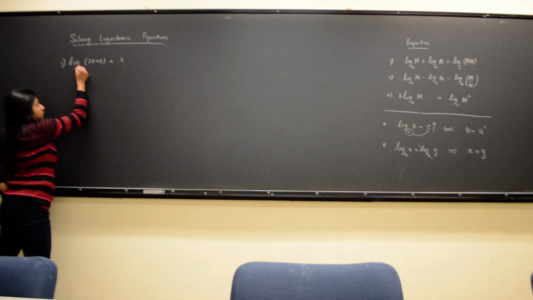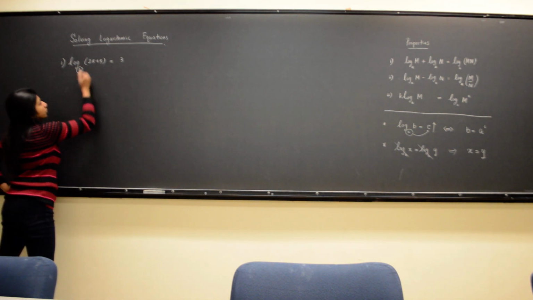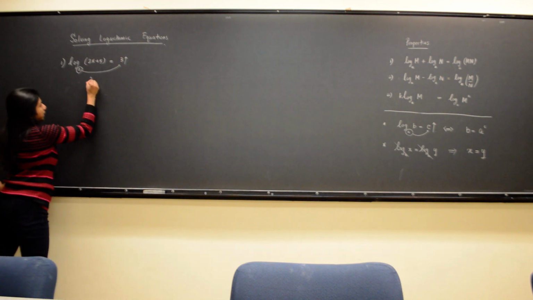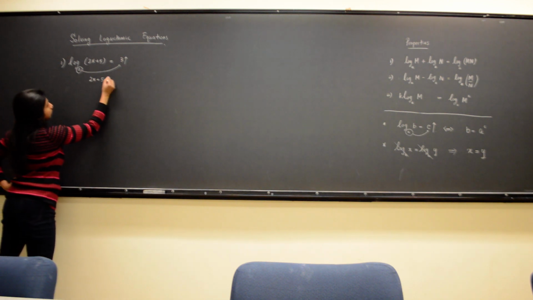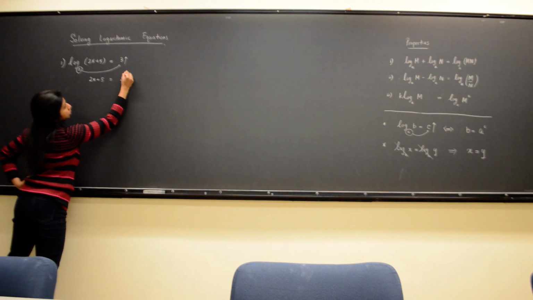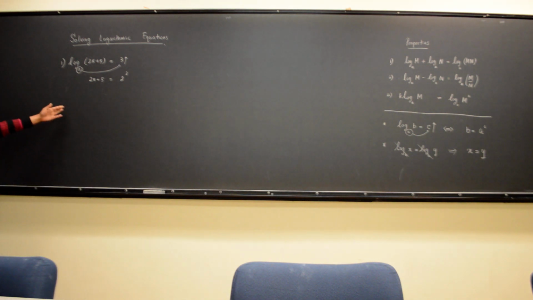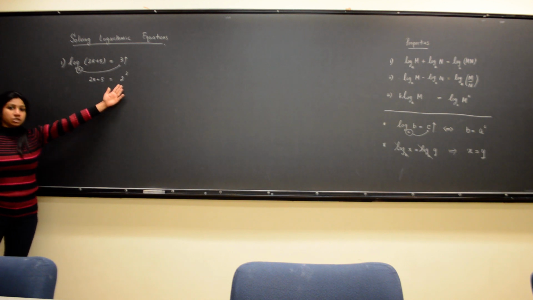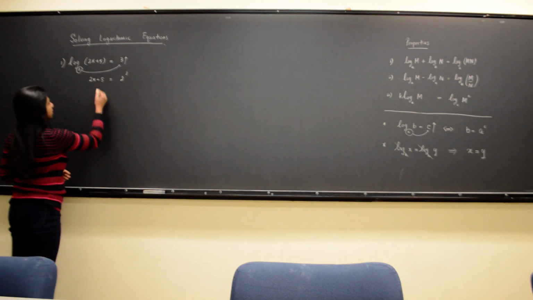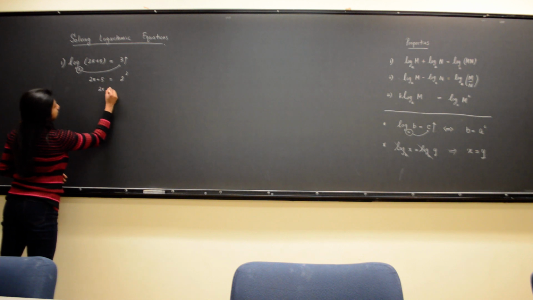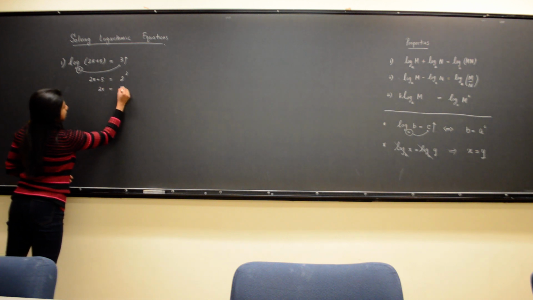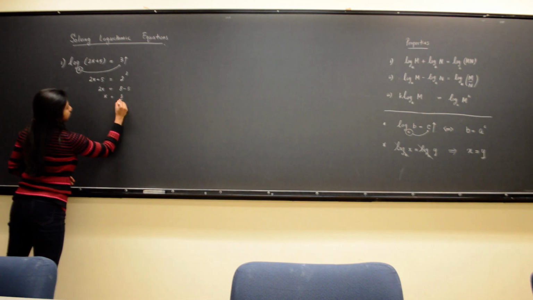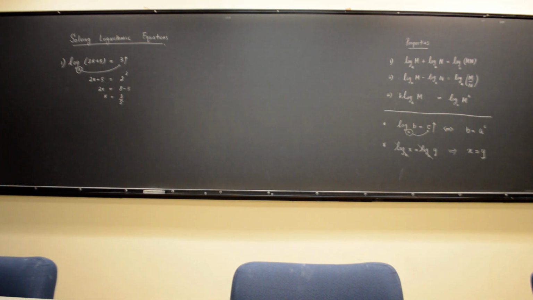So I can take this base and raise it to this power. So I will get 2x plus 5 equal to 2 cubed. Now you can see this is a very simple equation, so we can solve it for x. So we have 2x equal 8 minus 5, x equal 3 over 2. So that is my answer.